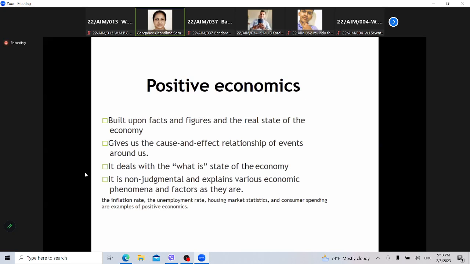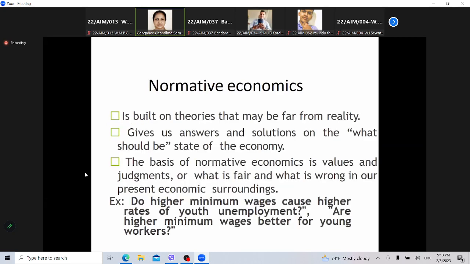In the future, not next week, after next, I'll explain the demand theory, supply theory. So I can explain the existing theories in positive economics. But in normative economics, you can get what should be. So that means it is the reality. They are not discussing the theories here. We are taking the people's actual views.